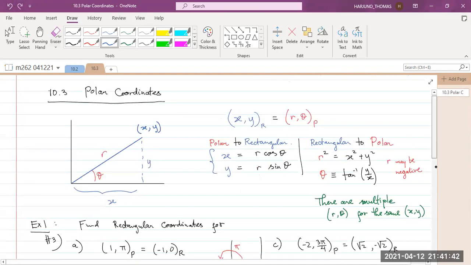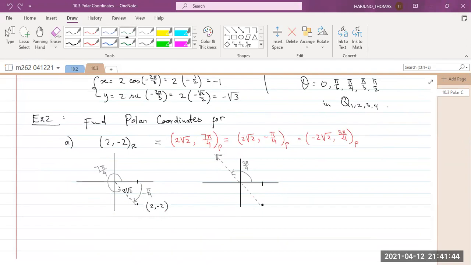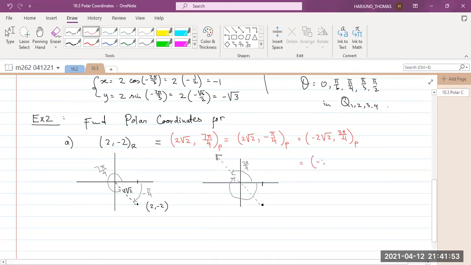And of course, beside that, we also have this angle. Negative 5 pi over 4. And shooting backward.